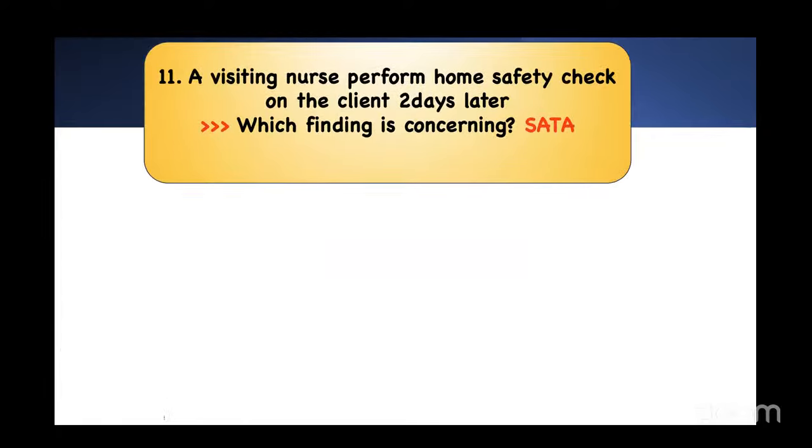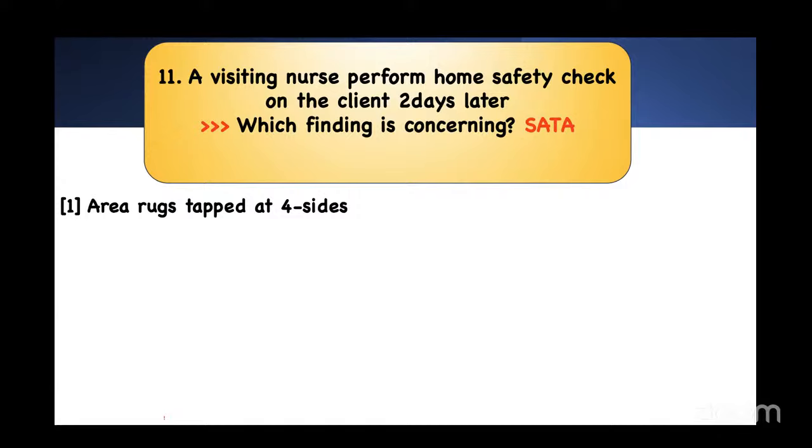Almost done. Now, somebody went home. They want to make sure, remember the patient has COPD, is weak, is malnourished. The tracheostomy, we've got to take care of. So many things, right? And then he's going to use a cane. We've got to go check and make sure the home is safe. I'm taking you there. Safety at home. So the nurse performs a home safety check on the client 2 days later. Which of these should concern you?